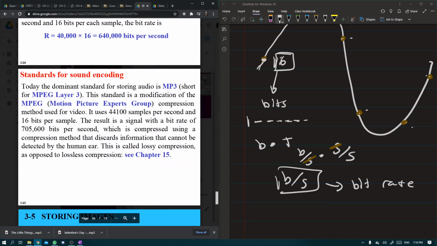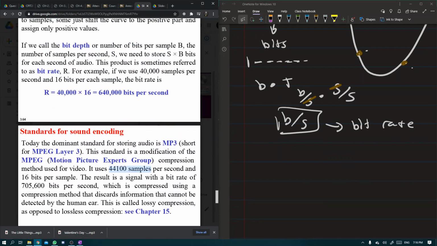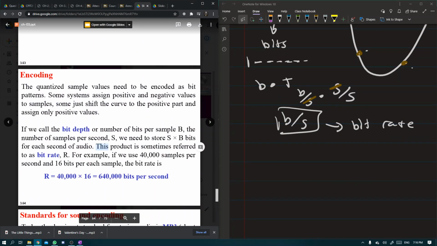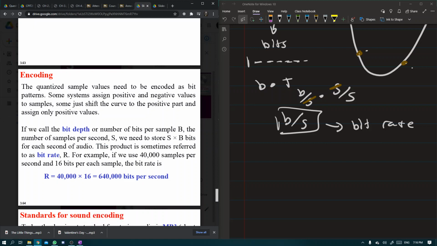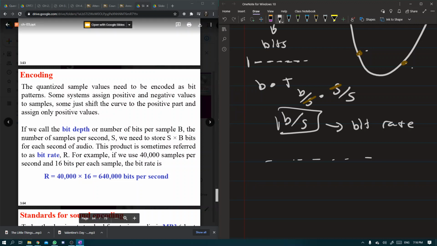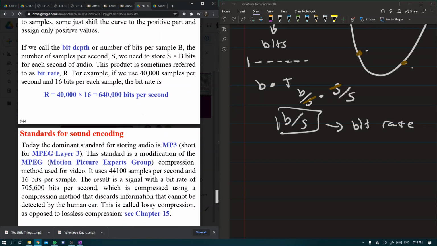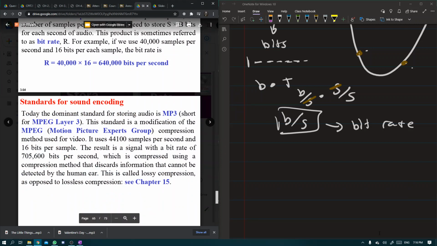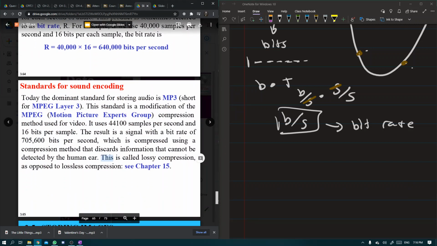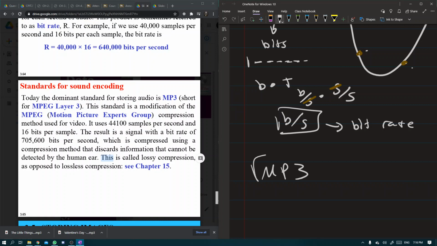Now sound encoding. This is just the standard for sound encoding, MP3. Encoding basically means you store these bits somehow. They didn't go into depth here, but you want to store it in a way that compresses it and makes it small. Here they talk about some compression.